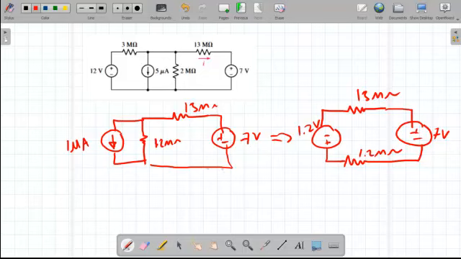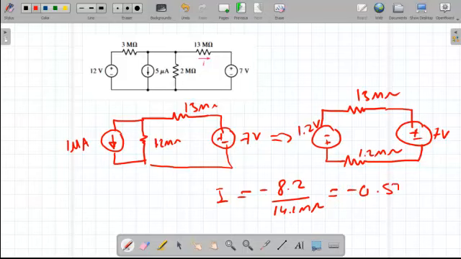because 1.2 mega times 1 microamp. So here we can find that our current will equal minus 8.2 over 14.2. Remember that the two sources are in the same direction: 1.2 plus 7 over the resistor 14.2 mega ohm. So this will equal minus 0.578 microamp. Remember, because I is in this direction, the original current from the 7 and 1.2 will cause a current to be opposite to this direction.